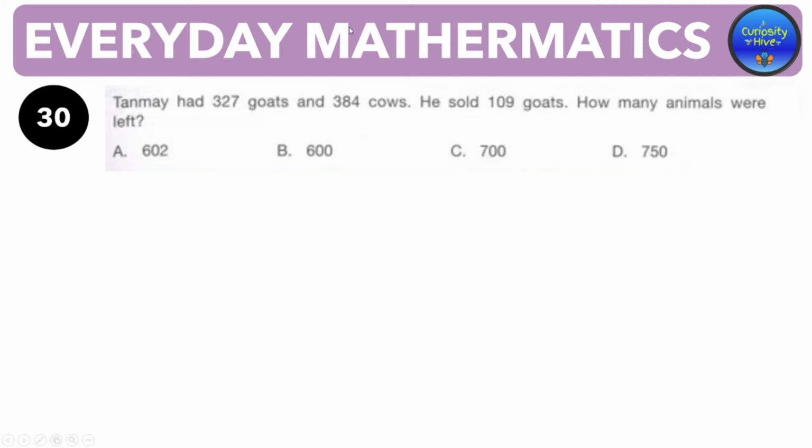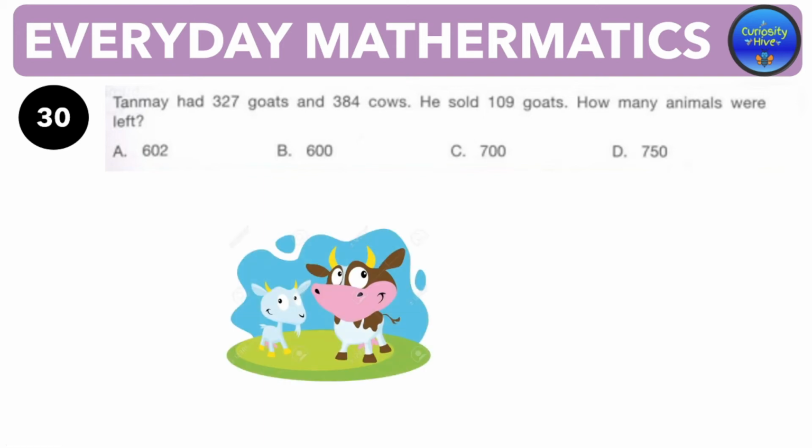Next question. Tanmay had 327 goats and 384 cows. Lots of cattle he has, 327 and 384. He sold 109 goats. How many animals were left now?